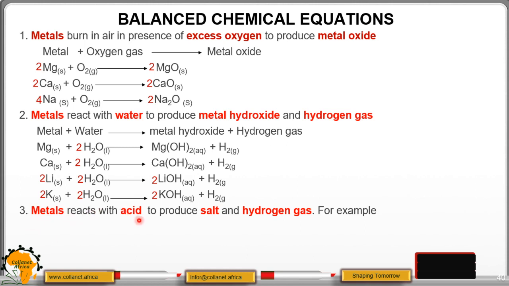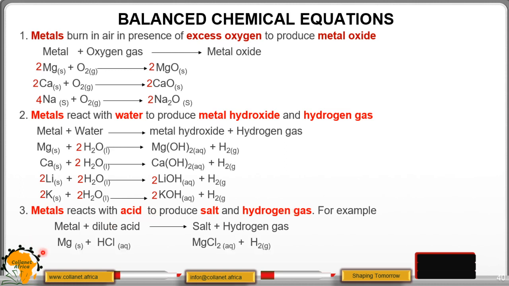So metal reacts with acid to produce salt and hydrogen gas. For example, we have metal plus dilute acid, we have magnesium plus hydrochloric acid, you form magnesium chloride plus hydrogen. Here you're going to find that chlorine are 2 and hydrogen are 2. In this case we have chlorine, which is 1, and 1 hydrogen atom, so you place a 2 here to get the equation balanced.